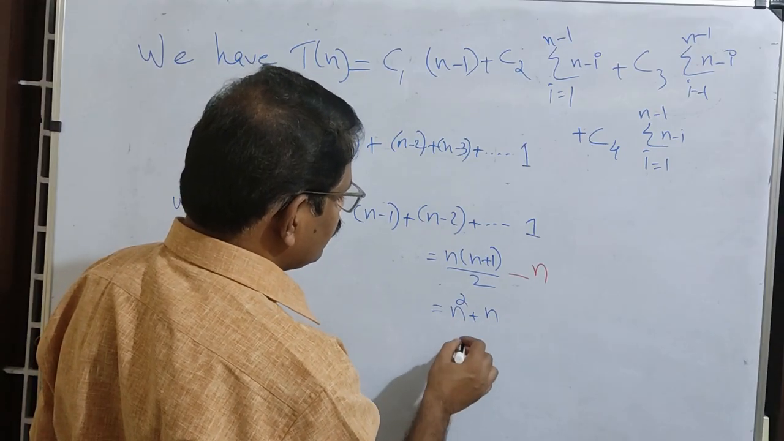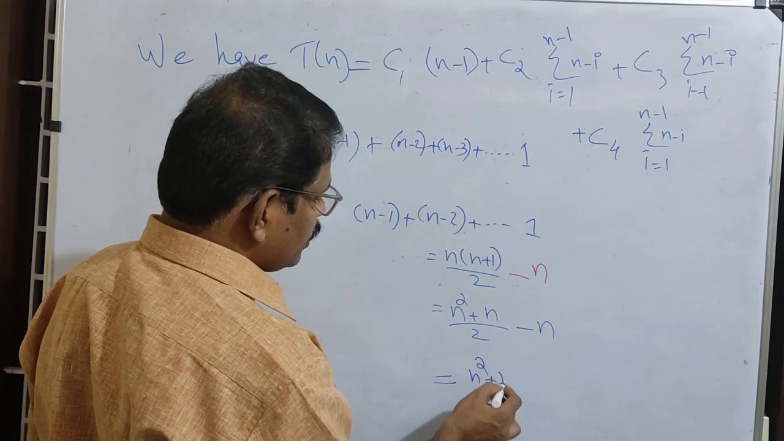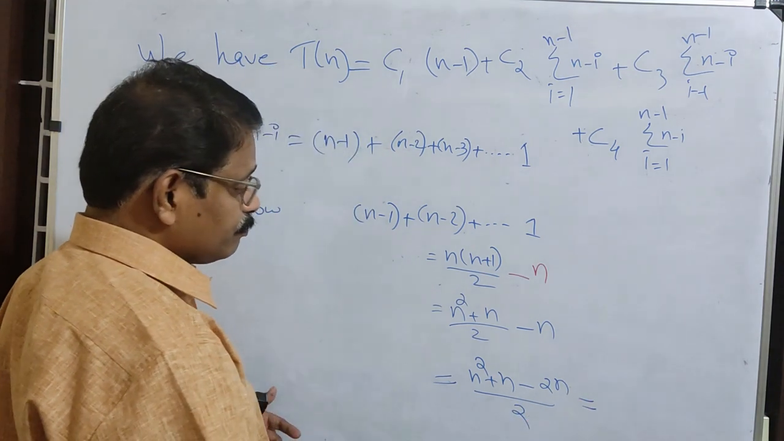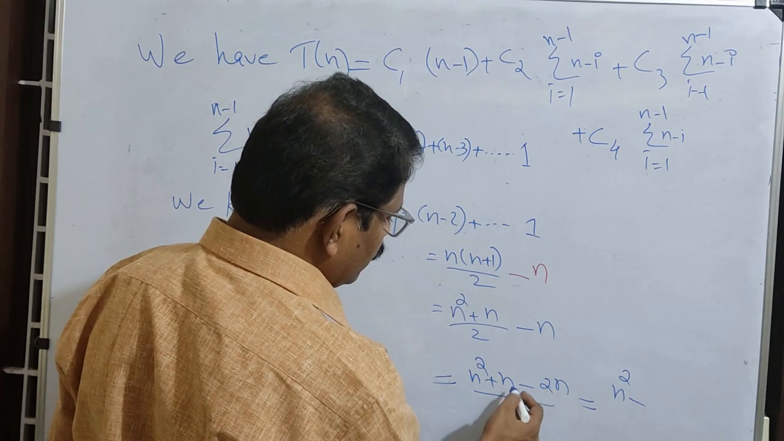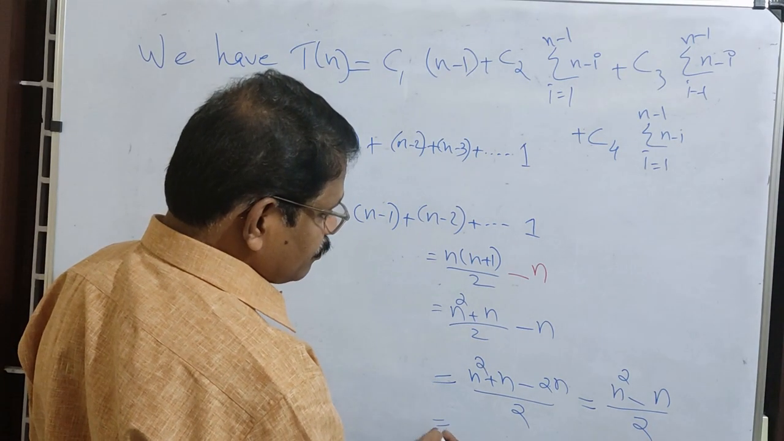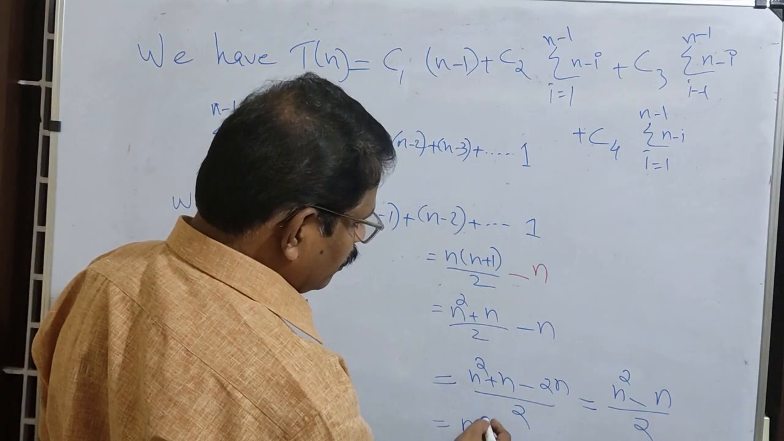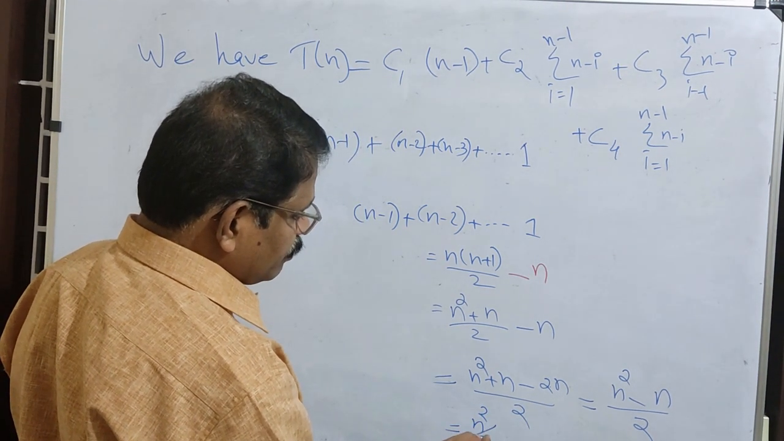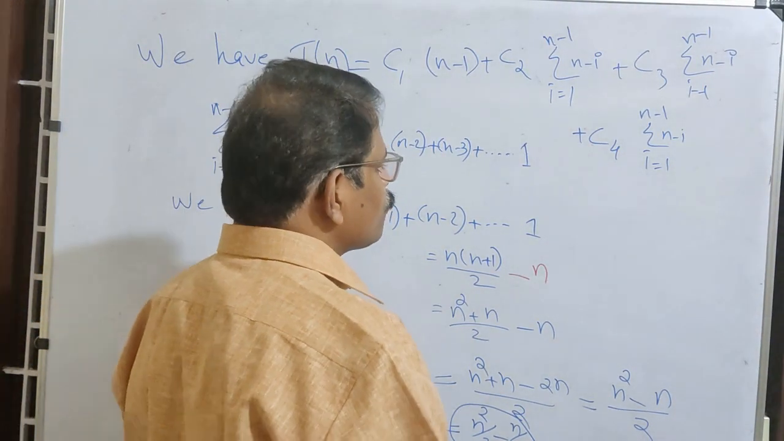This is n square plus n divided by 2 minus n, which is equal to n square plus n minus 2n divided by 2, and this is equal to n square minus n divided by 2. This can be written, if you take n outside, as n square by 2 minus n by 2.